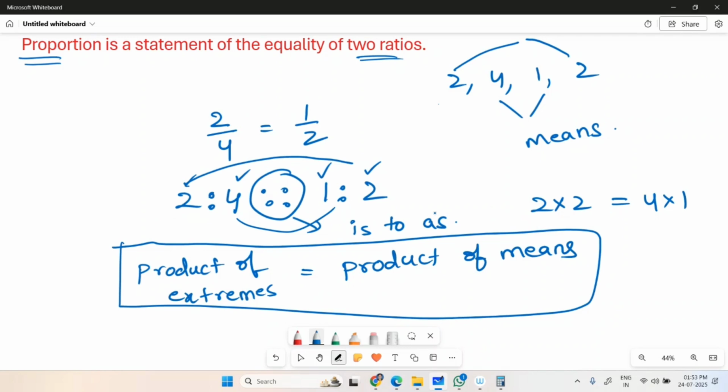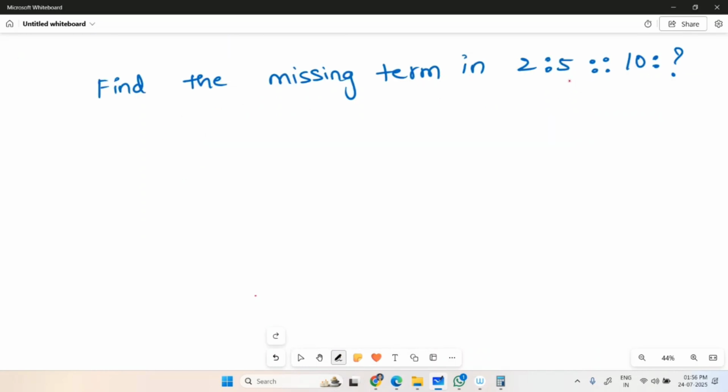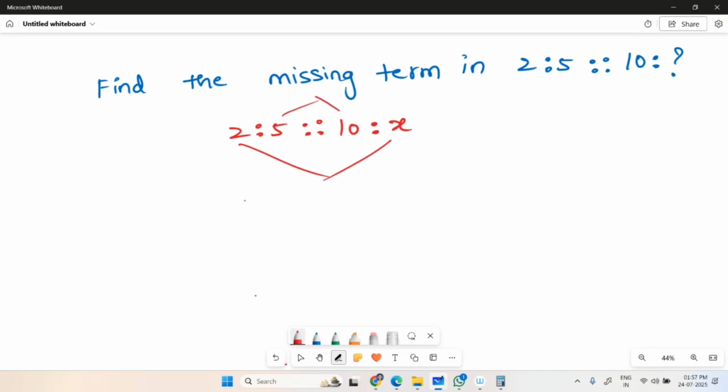But where do we use this proportion in our real life? Some of the questions we will solve now. Find the missing term in 2 is to 5 as 10 is to how much? So let's write down the proportion. 2 is to 5 as 10 is to the missing number. Let's make it x. We know that product of extremes equals product of means.